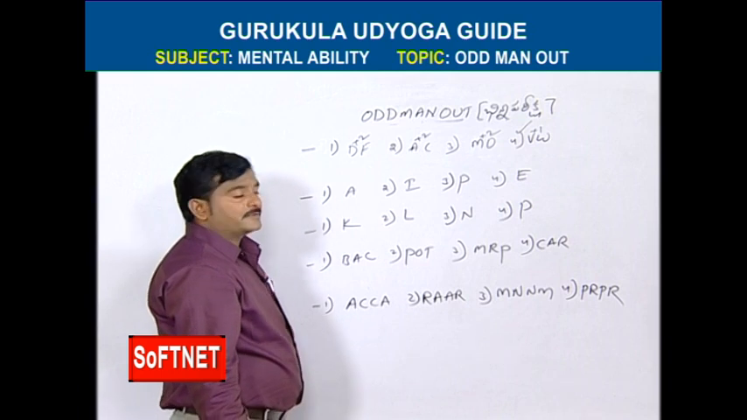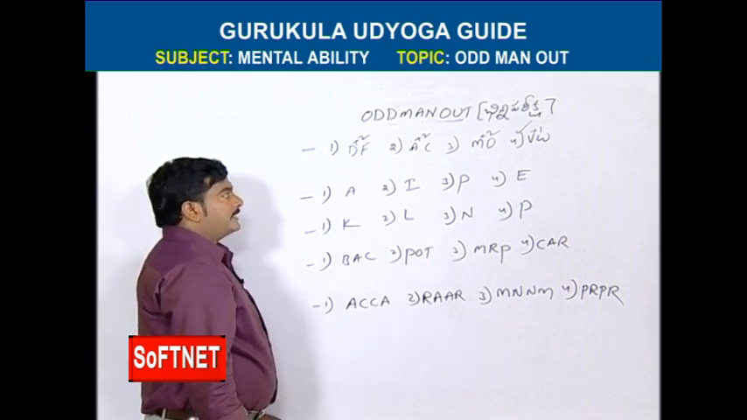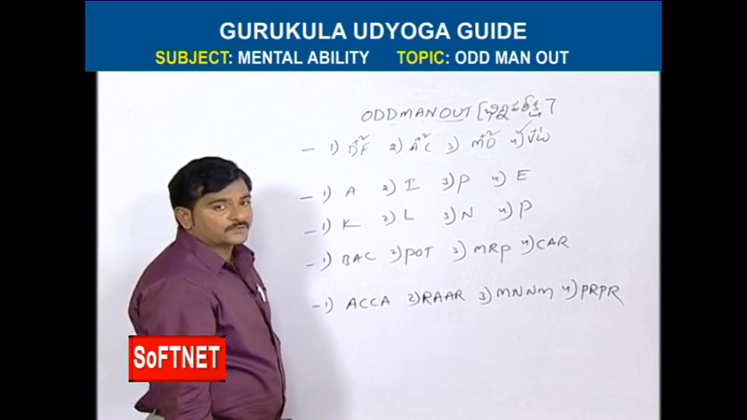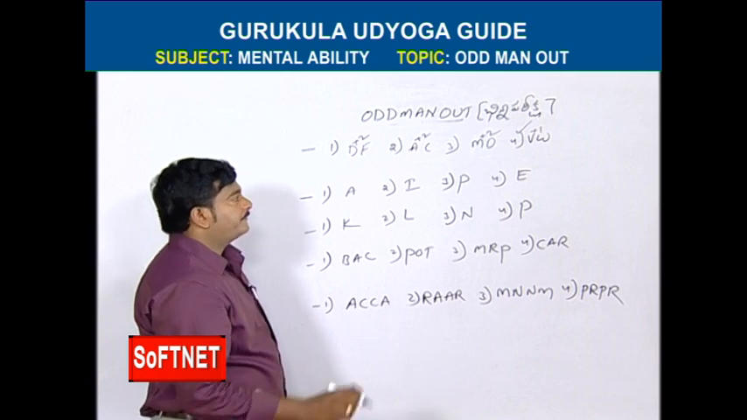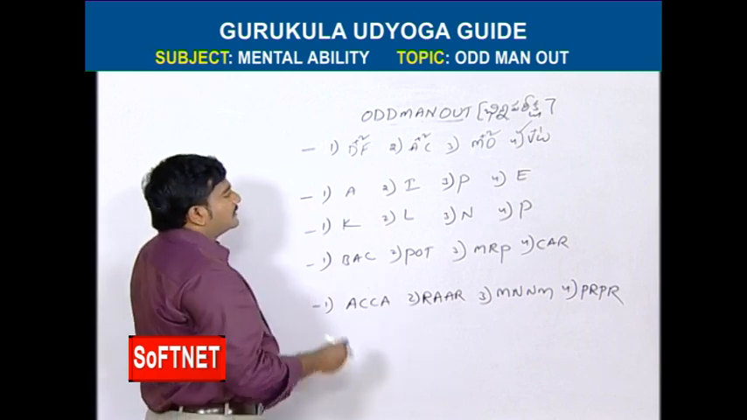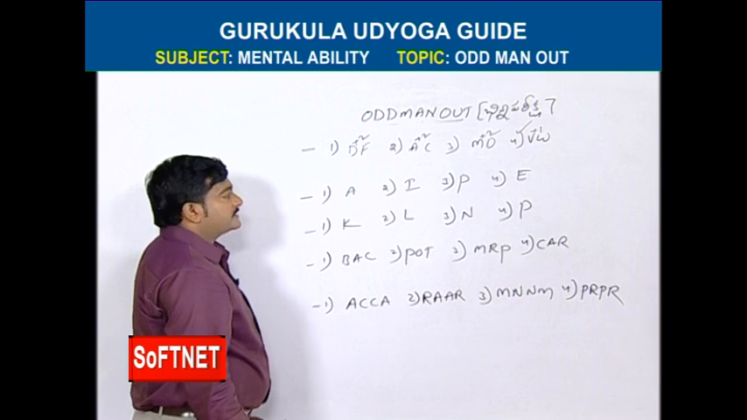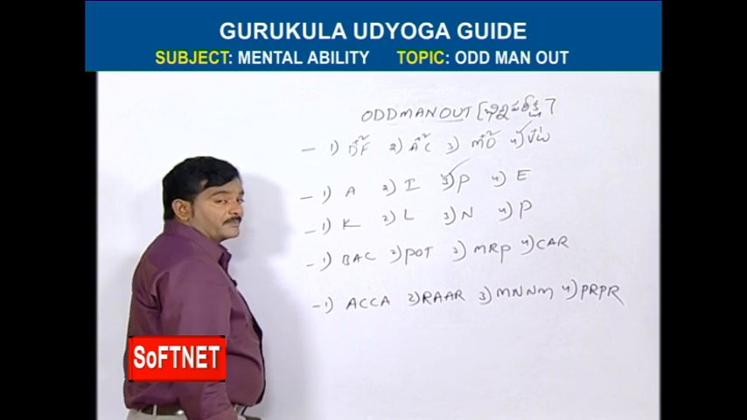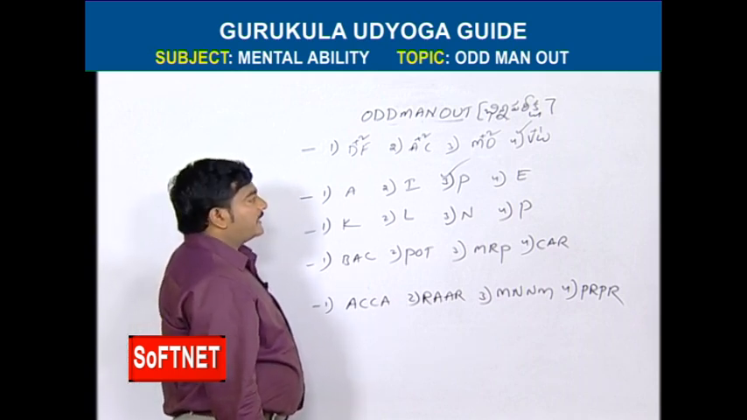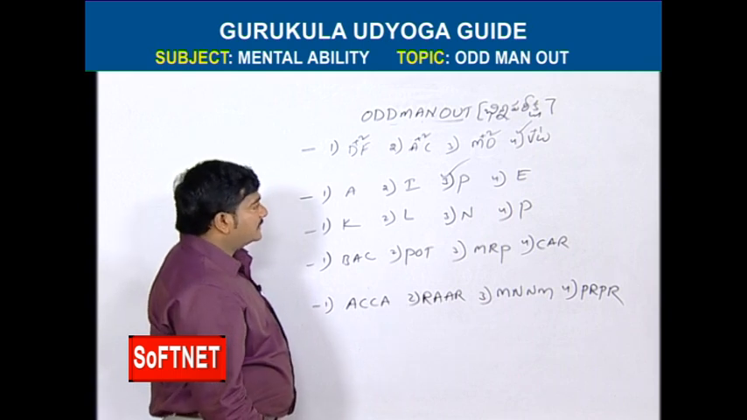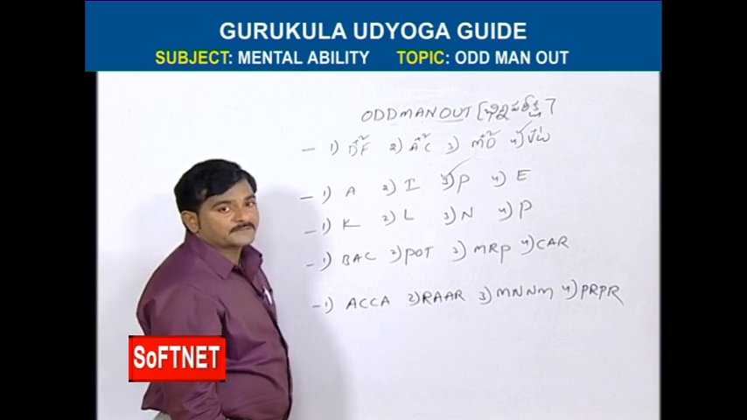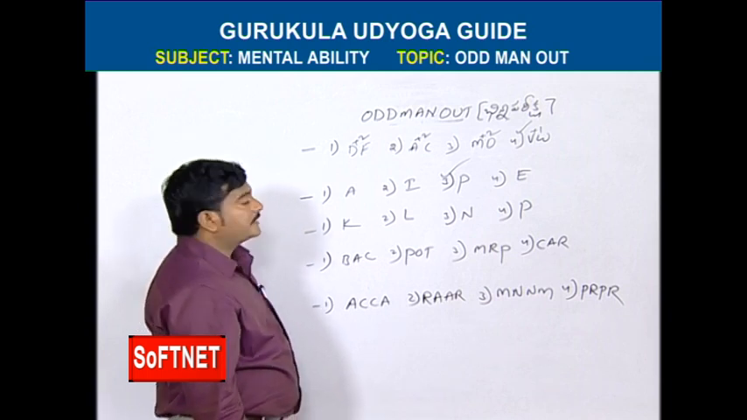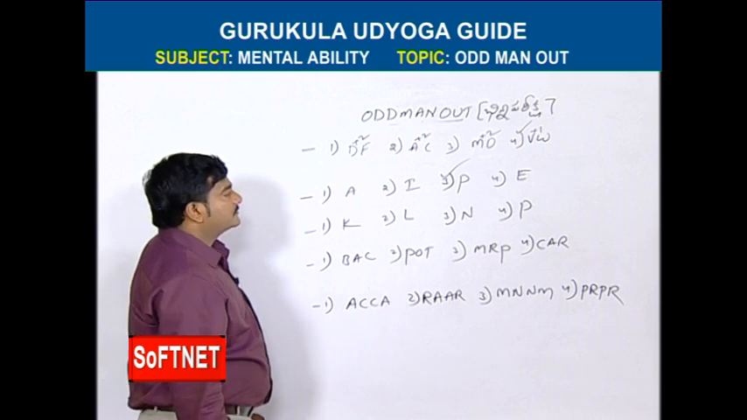Therefore, what is the concept here? In the remaining options, the difference is plus 2, plus 2, plus 2, but in the fourth option, the difference is only 1. That is the logic involved. There is no explanation for the next question; directly the answer is P. Why is the answer P? Because the remaining are A, I, E. Are you getting any thought? Yes, A, I, E are vowels, but P is not a vowel, it is a consonant. That's why the answer is the third option.